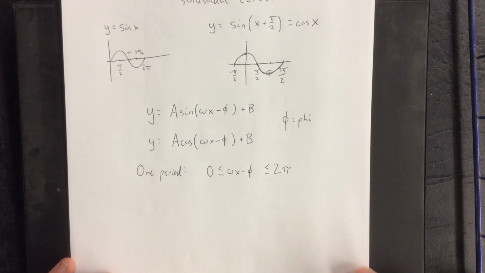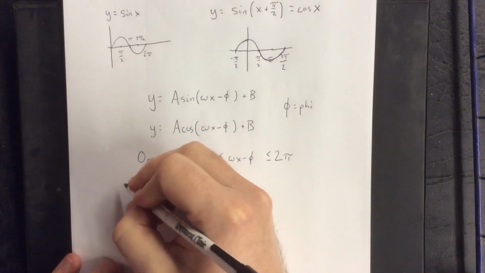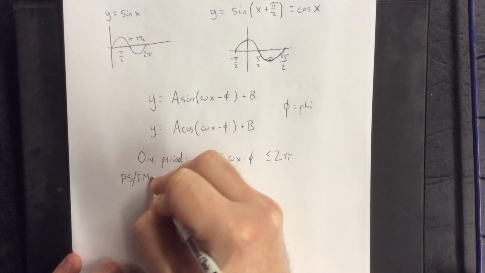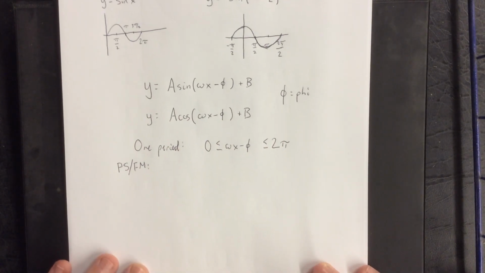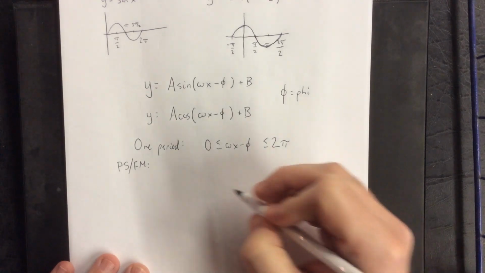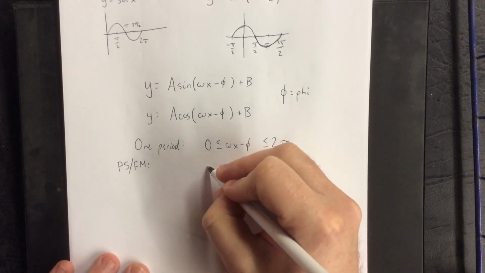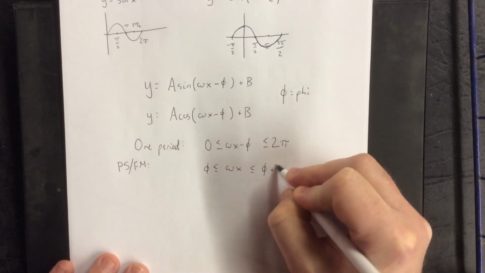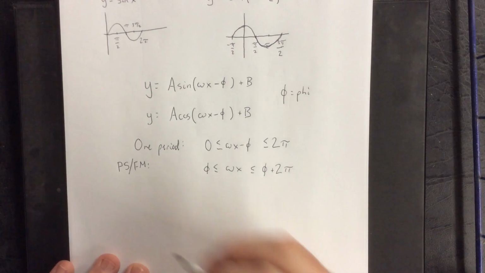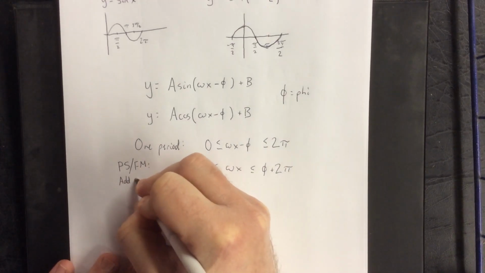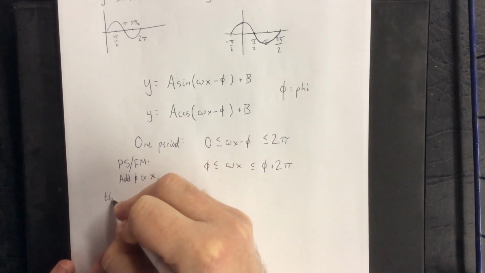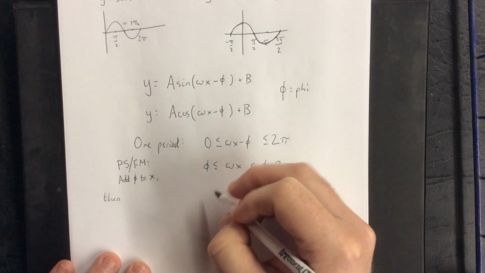What that means for us is when we solve for x, there are actually going to be 2 steps that are necessary. So we'll start referring to this as the phase shift as well as the frequency modulation. So PS for phase shift and FM for frequency modulation. First thing we would do is add that value of phi to all 3 parts. So add phi to the x values. Then the next step of algebra that we would do is divide through by omega.